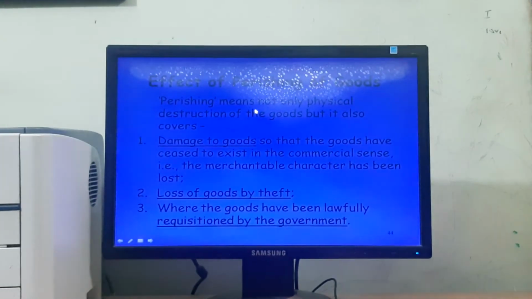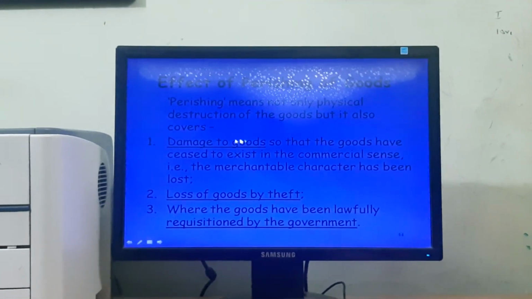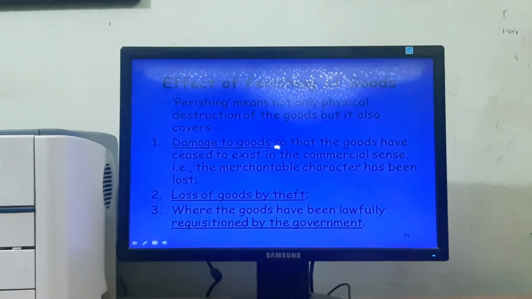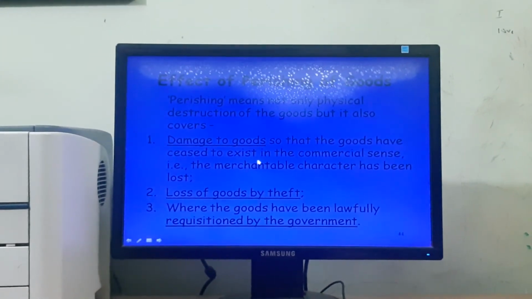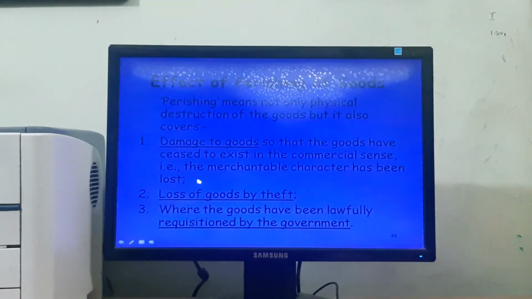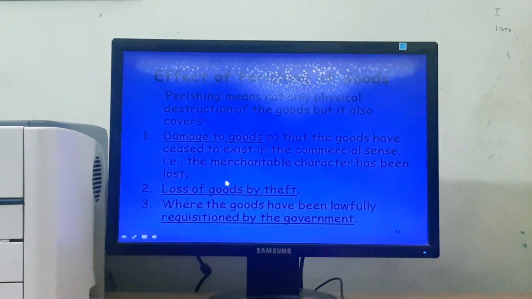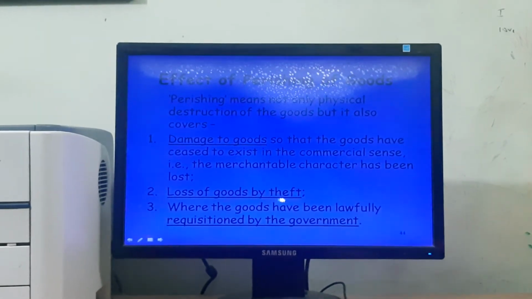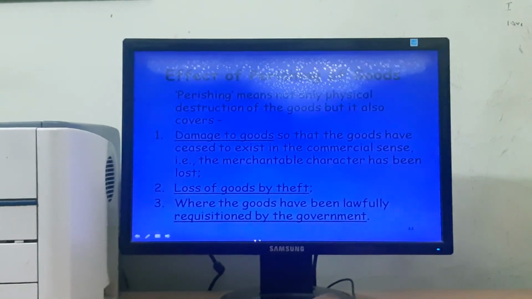Now we shall see the effect of perishing of the goods. Perishing means not only physical destruction of the goods, but it also covers damage to goods so that the goods have ceased to exist in the commercial sense, that is, the merchantable character has been lost, and loss of goods by theft, and where the goods have been lawfully requisitioned by the government.